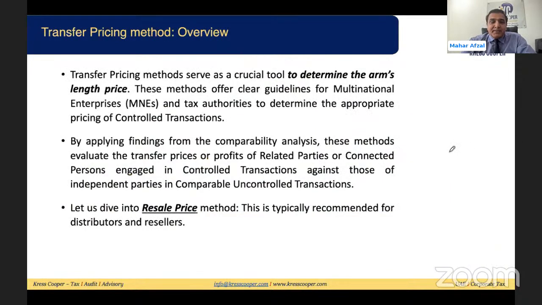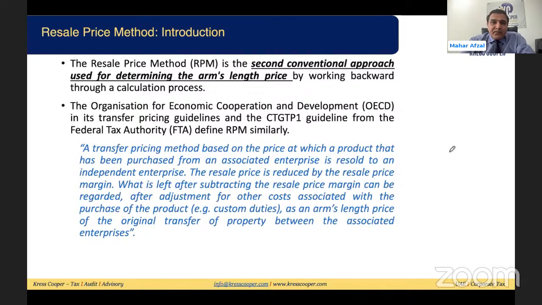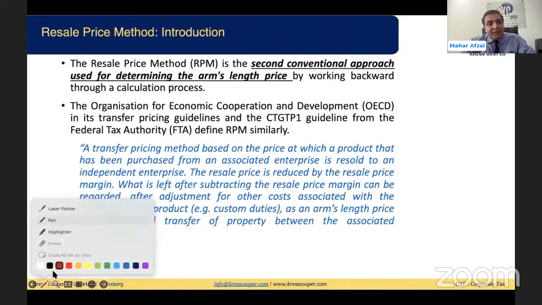These are the exact wording of the OECD guidelines, and almost the same wording has been reproduced in the guideline issued by the Federal Tax Authority. This is the second conventional method to assess the arm's length price. The OECD describes it as a transfer pricing method based on the price at which a product that has been purchased from an associate enterprise, the related party, is resold.